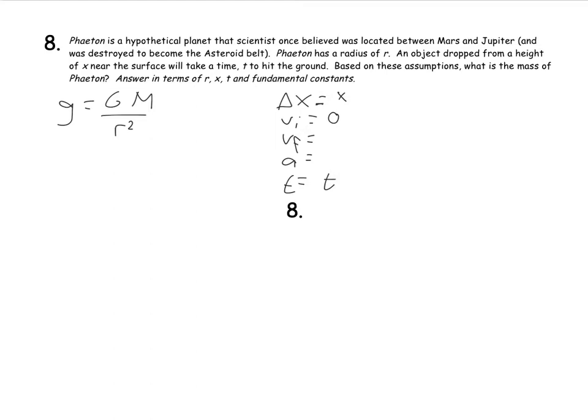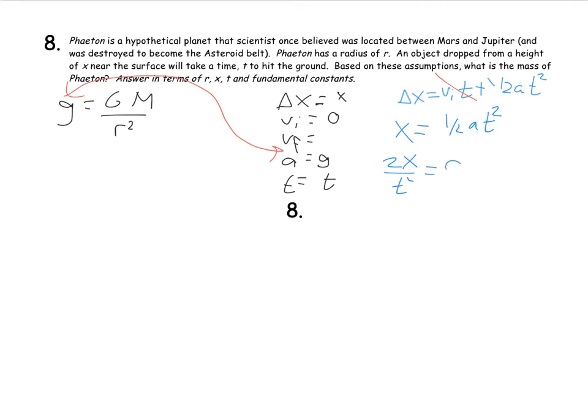The key link here is that this g is going to be equal to a, that acceleration. G is the gravitational field, but it's also the acceleration due to gravity that we've looked at for most of the year. So work with my kinematics here. That v_i term goes away using the delta x equation, and what I'm left with is x is equal to 1/2 a t squared. Solving for a here is what I really want, so 2x over t squared is going to be equal to a, my acceleration due to gravity.